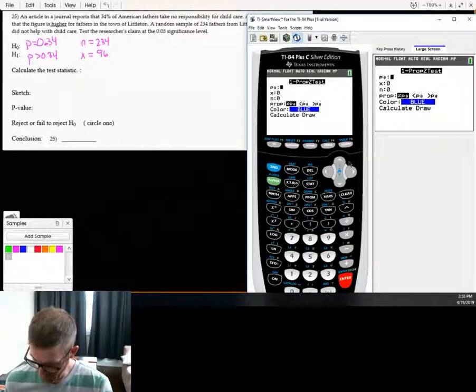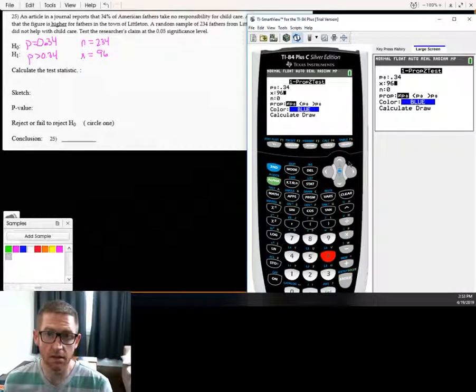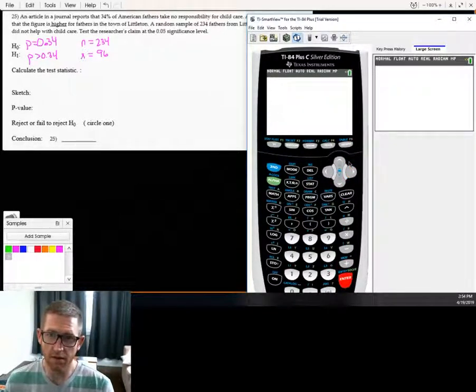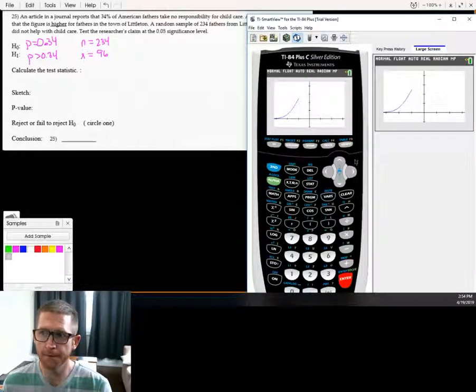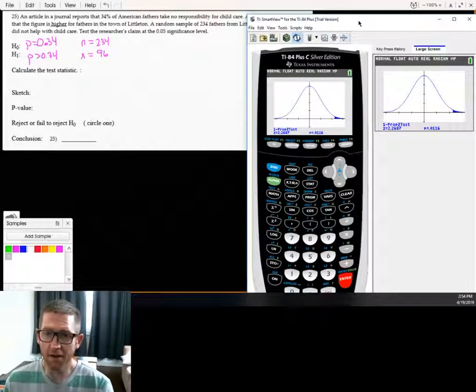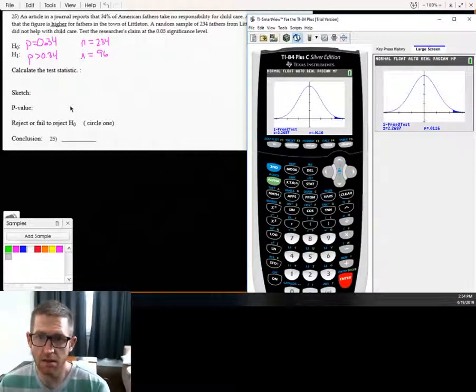When the null is 0.34, the x is 96, the n size is 234, and we're testing a proportion greater than, and I'm going to actually draw it on this calculator so we can see it. That'll be me sketching my beautiful drawing. So the calculator will draw this distribution and give us the p-value. So this p in the answer is actually the p-value of 0.0116.